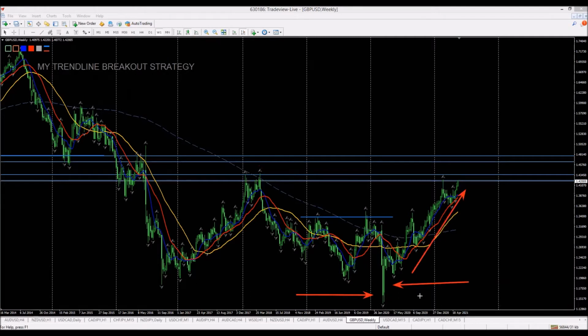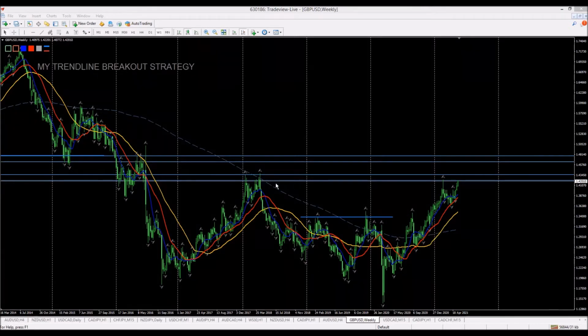The pound has never been so cheap. Pounds now from 117 has gone up to, right? Gone up to 142. So we've got to think about the market in that way as well. Is the pound on sale?